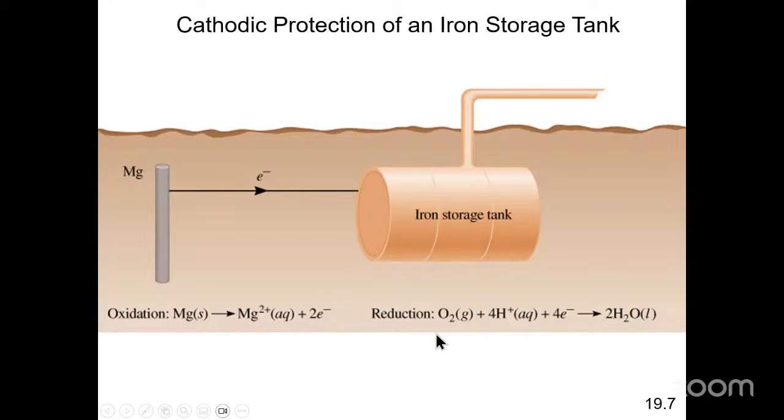So what happens is that instead of the iron undergoing oxidation, it is the magnesium which undergoes oxidation. So if the iron is not undergoing oxidation, that means no rust will be formed, right? Instead, it is the magnesium that will undergo oxidation to form eventually magnesium oxide, right? So therefore, you have protected your storage tank by basically using the magnesium metal as a sacrifice so that you can save your iron, right? So we call this cathodic protection, all right?